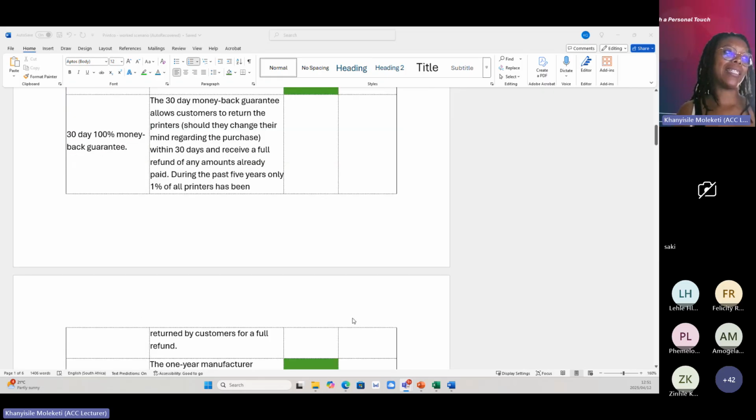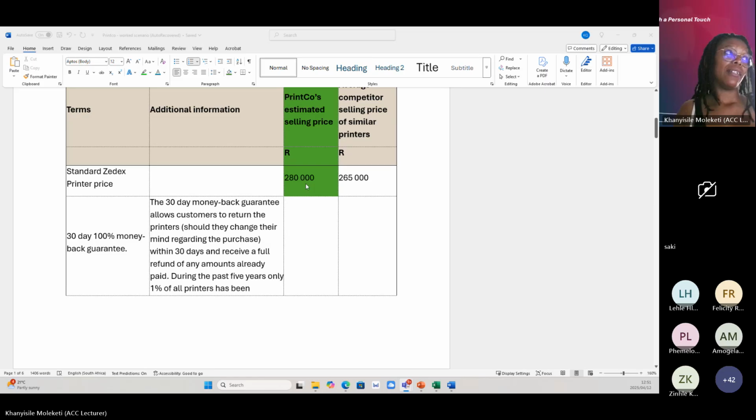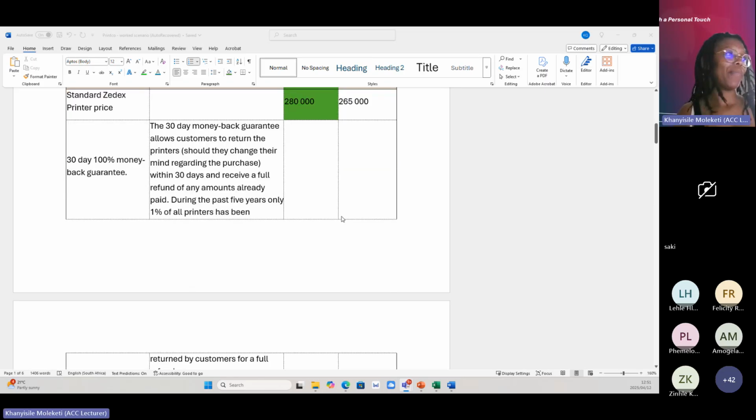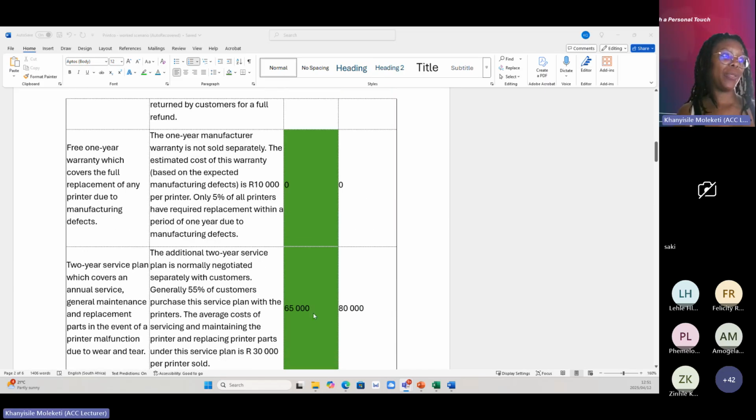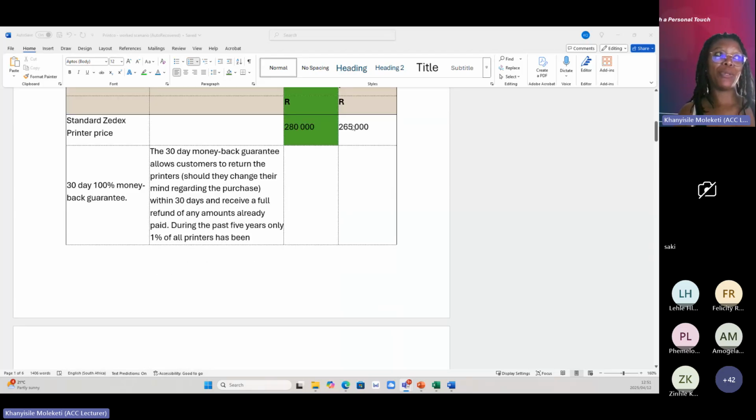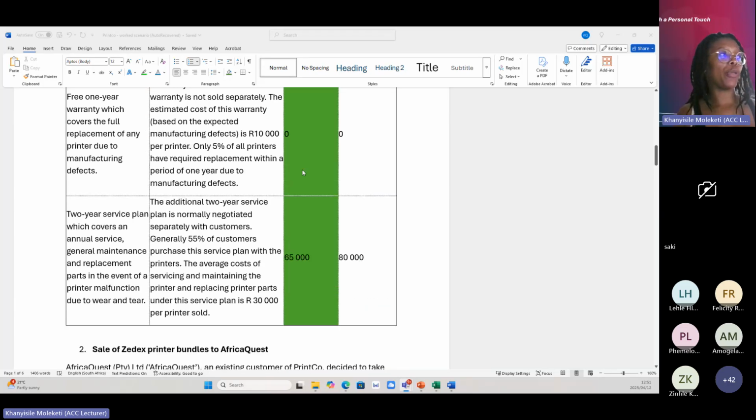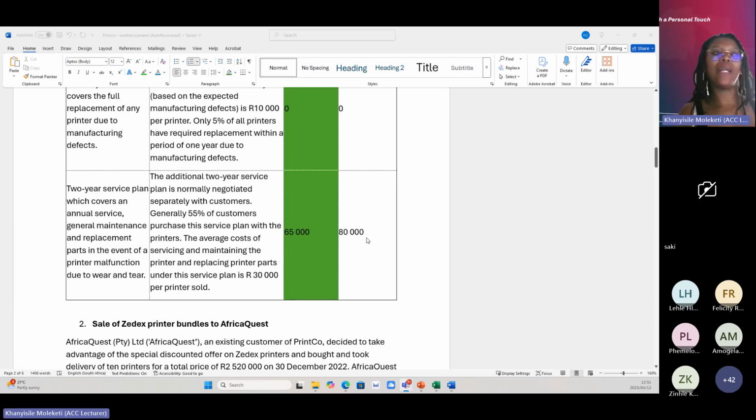If we had, for instance, both prices here, but over here we didn't have an amount, we only had an amount here, then for the printers we'd use the 280, but for the service plan we'd use the competitor's price, because that would be the best option we have at that point in time. Does that help?